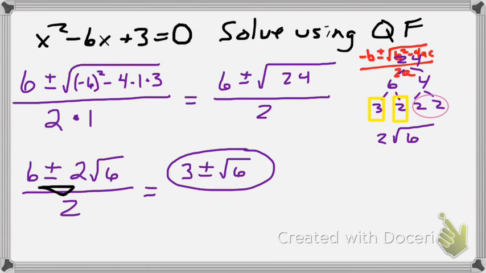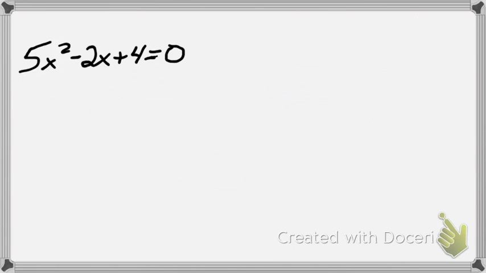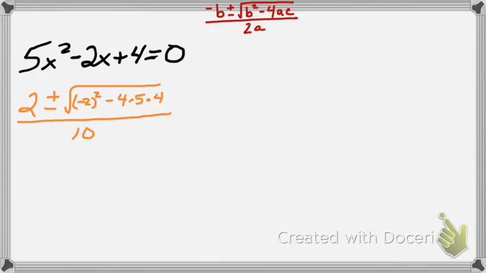Okay, you try this one all by yourself. See if you can solve that using the quadratic formula. Here we go. There's the quadratic formula. There's my setup. 2 plus or minus the square root of negative 2 squared minus 4 times 5 times 4, all over 10. Is that correct?